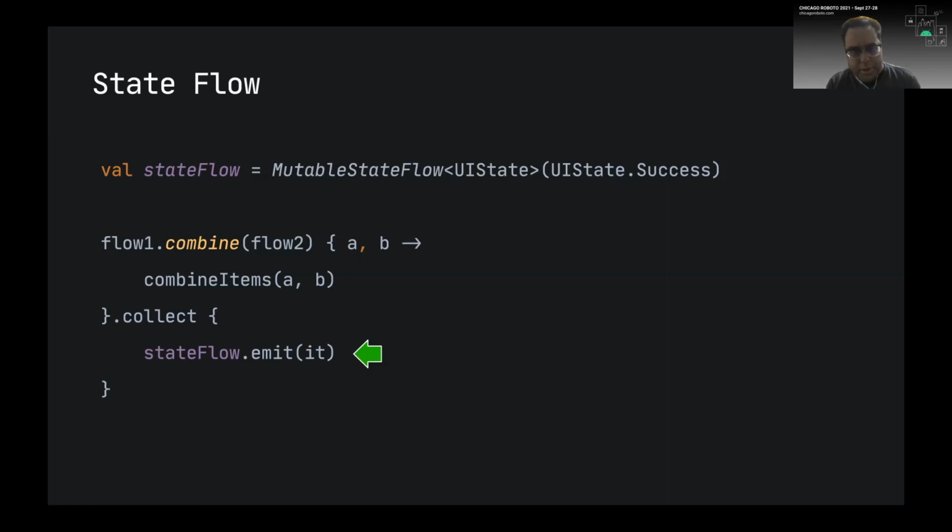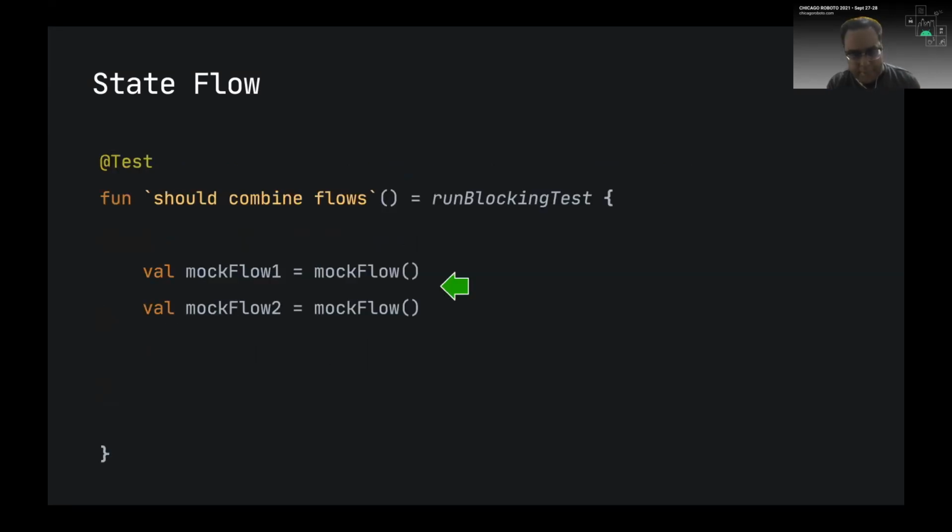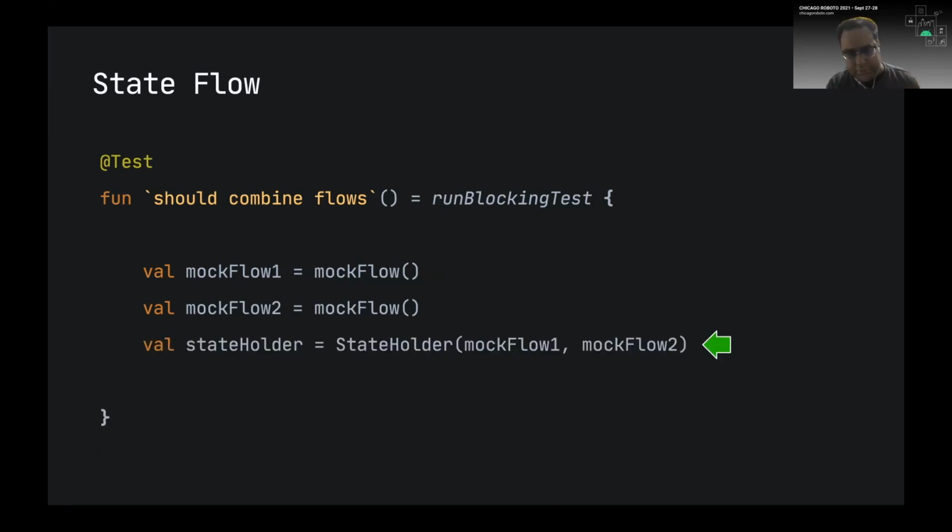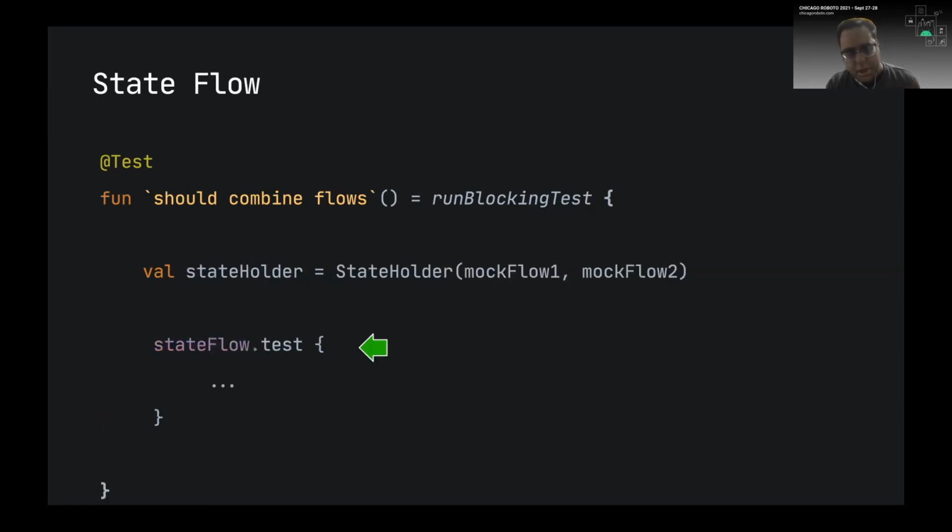So you could have multiple flows combined, like 3 or 4, and you could test this by creating mock flows with particular things that you wanted to emit and inject those into this component, state holder, or some class. Then you could read from the state flow and verify different cases that you would expect based on what the individual flows should be emitting.